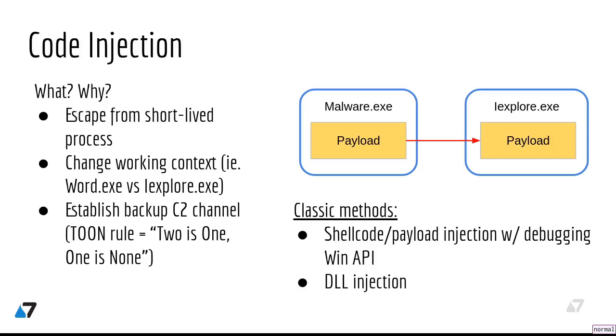A third reason is the so-called two rule. Two is one, one is none. This rule tells you that having a single C2 connection in an initial breach without any backup can lead to a lot of frustration, okay?